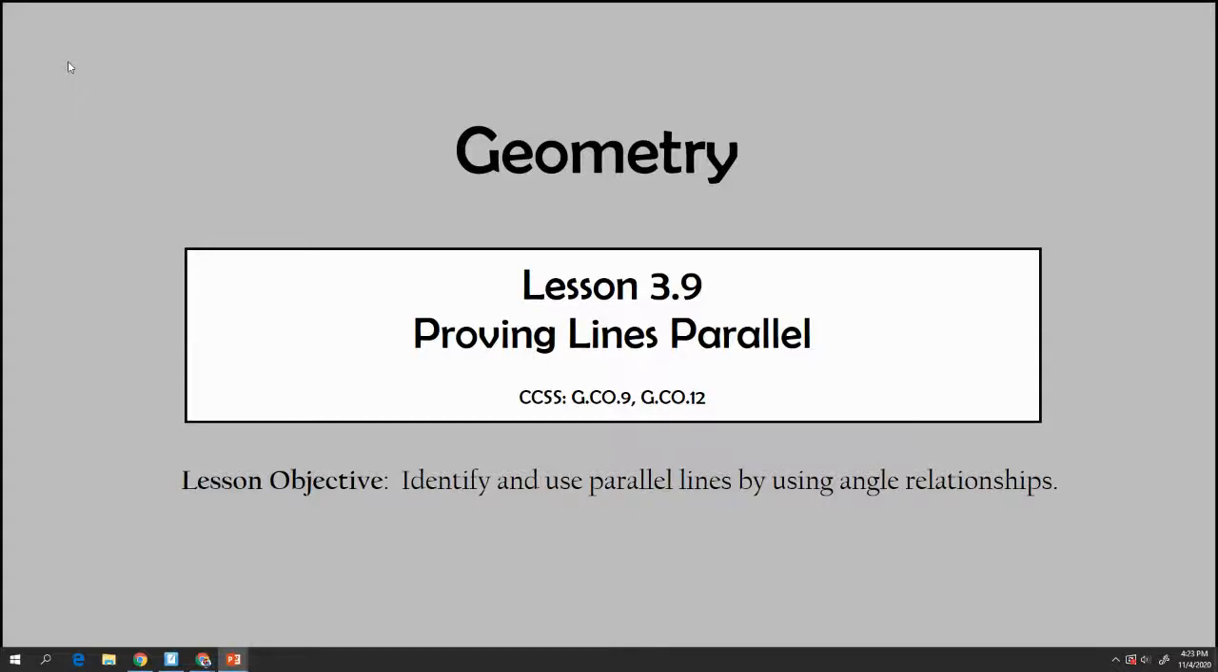All right, today we're going to work on lesson 3.9, which is proving lines parallel. So we're going to take some of those concepts that we've been working on the last few days with parallel lines and transversals, and we're going to flip them, write the converse of them, if you will, and use those to help us prove that lines are parallel.